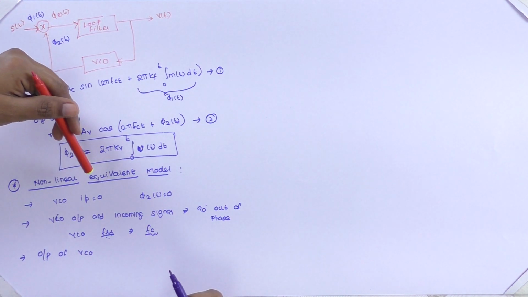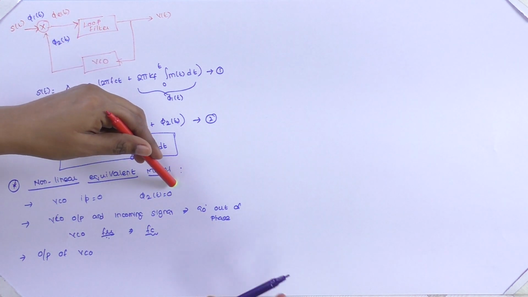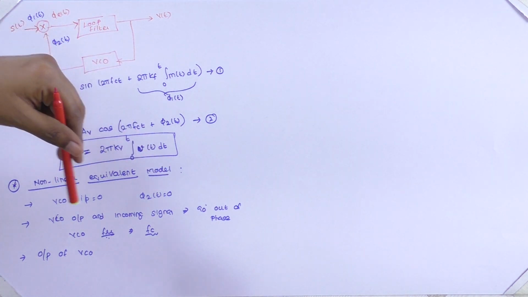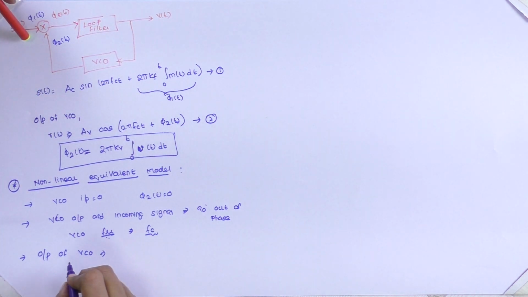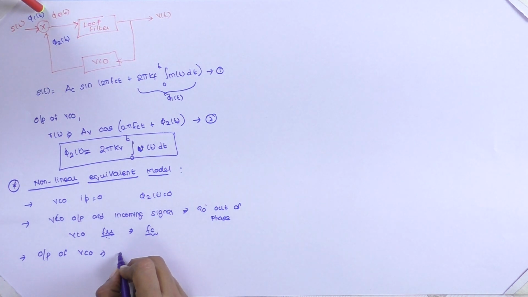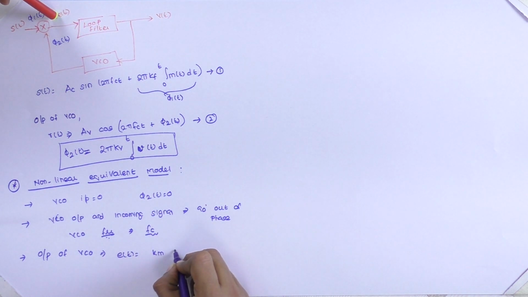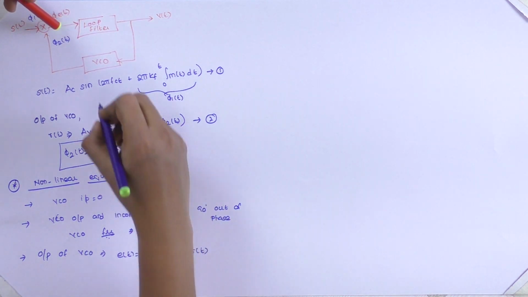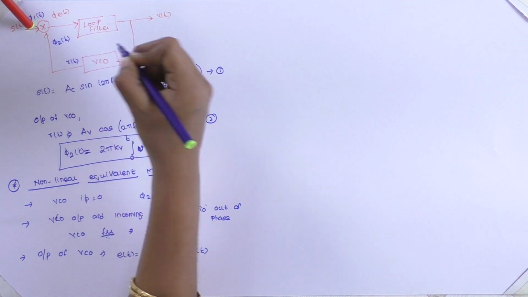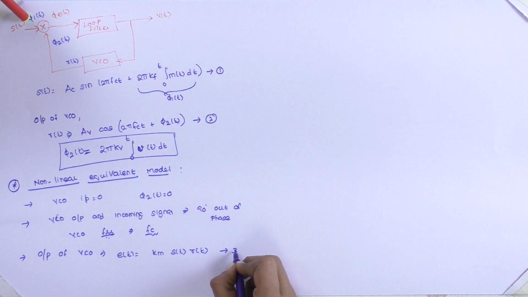taking our input of VCO as 0, so that if my input is 0, my phi 2 of t value will also be 0. Then we are having the output of the multiplier. What will be the output? E of t is a mere multiplication of Km into S of t into R of t. This term we are taking as S of t, and this term we are taking as R of t. Therefore, Km S of t into R of t. We are taking this as equation number 3.